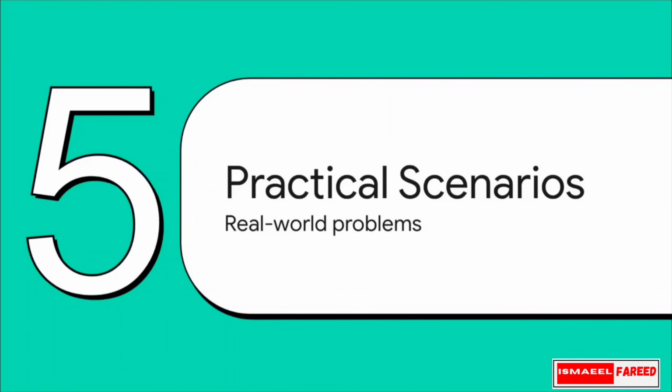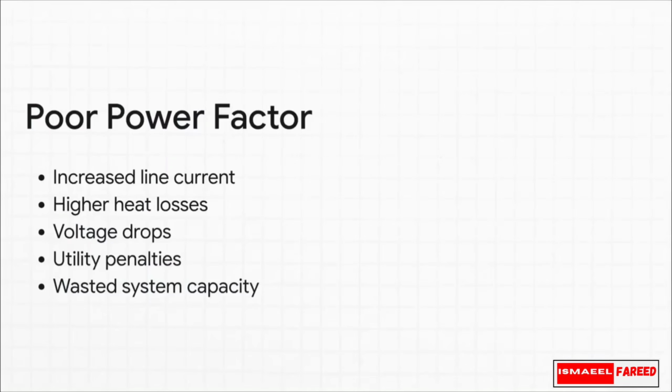And that brings us to our final stretch. Section 5, Practical Engineering Scenarios. Let's talk about poor power factor. This isn't just some boring math problem on a whiteboard. It is a massive, practical headache for real-world engineers. A poor power factor forces the whole system to draw extra line current. What does that mean? Higher heat losses, annoying voltage drops, totally wasted system capacity, and, worst of all for a business, massive financial penalties imposed directly by the utility company.